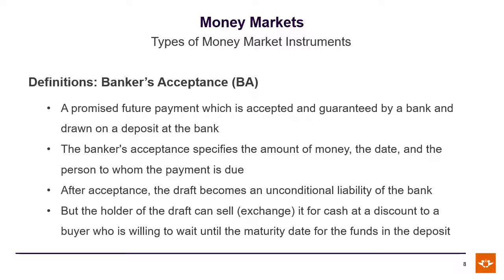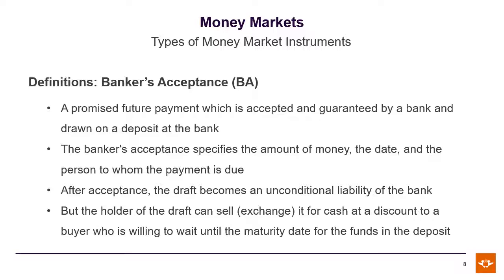Now, the banker's acceptance specifies the amount of money, the date, and the person to whom the payment is due. After acceptance, the draft becomes an unconditional liability of the bank. So when the bank is presented with this draft, it has to pay whatever sum of money is stipulated on that draft.